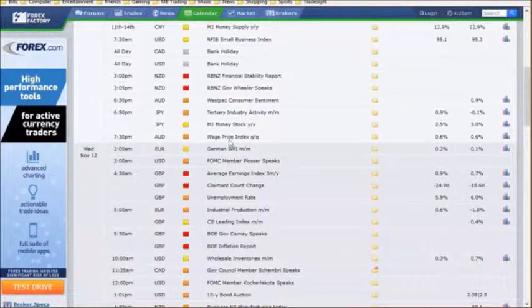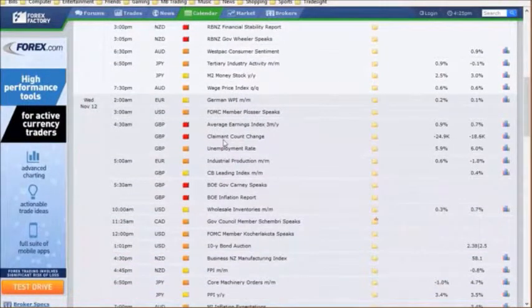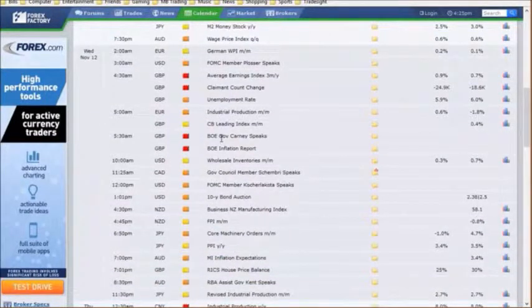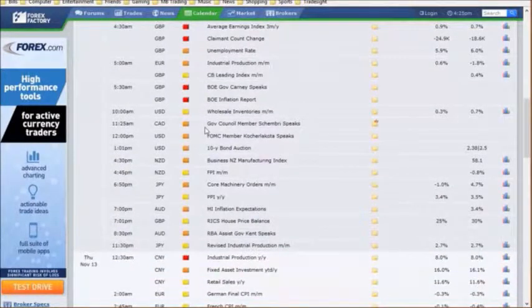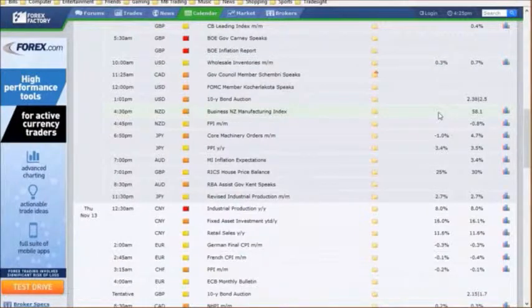Let's see. We've got the Westpac consumer sentiment out of Australia, tertiary industry activity out of Japan, along with their M2 money stock number, wage price index out of Australia. Going into Wednesday, German WPI. We've got the UK's unemployment rate. We've got industrial production out of Europe, CB leading index out of the UK, and Bank of England inflation report out of the UK. We've got wholesale inventories here in the US. Got a couple of Fed members speaking and whatnot. 10-year bond auction at 1:01 p.m. Eastern time.